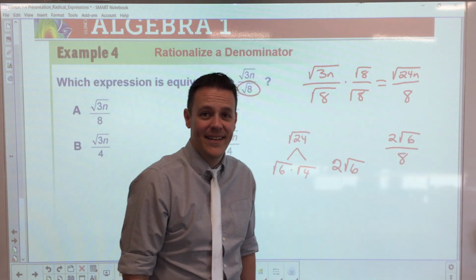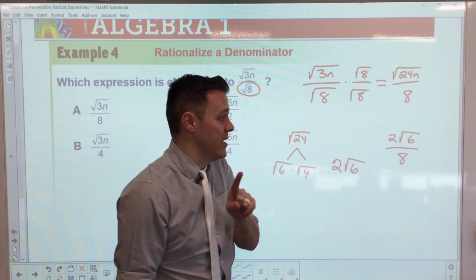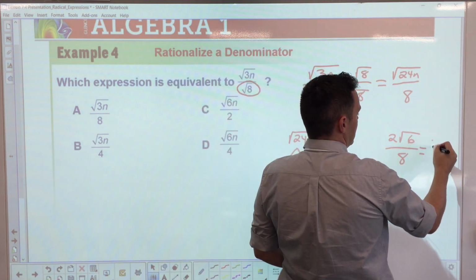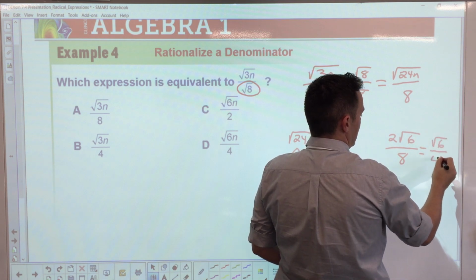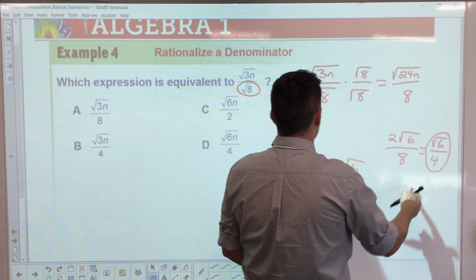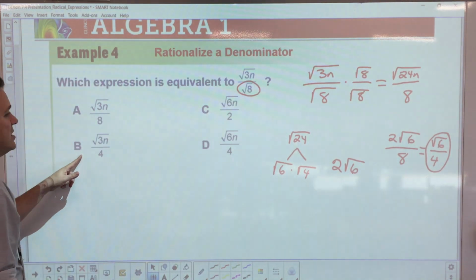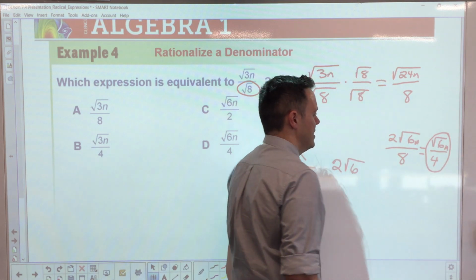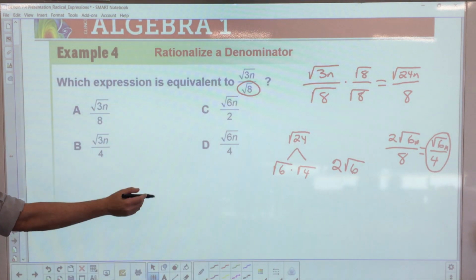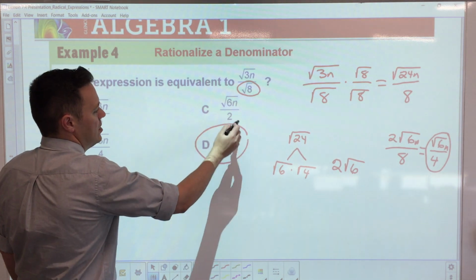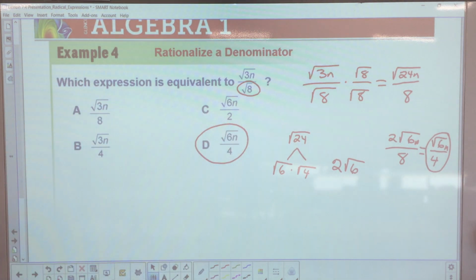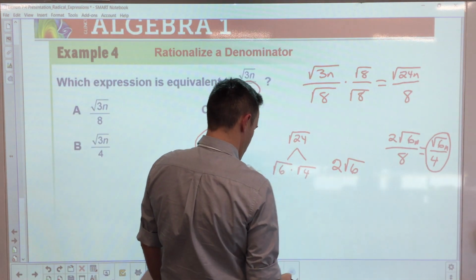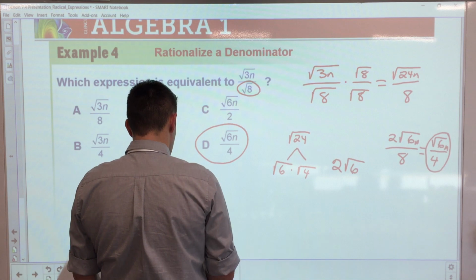Now, are we done? No, you can simplify. 2 divided in 8 is what? 1. So square root of 6n over 4. Sorry, I forgot the n. Square root of 6n over 4. Here's our answer. Okay. Make sure you guys understand that philosophy and process. I forgot the n part. Let me make sure I write that a little better as we go forward.